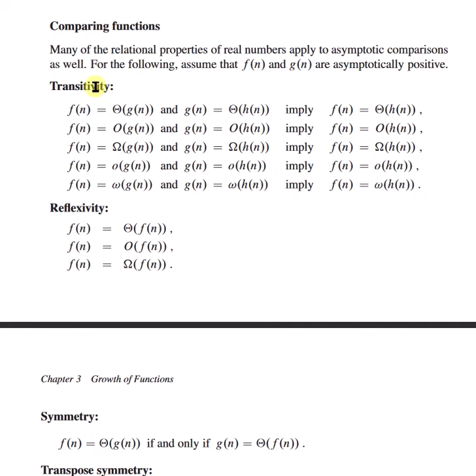Let's complete it. Comparing functions, many of the relational properties of real numbers apply to asymptotic comparisons as well. For the following, assume that f of n and g of n are asymptotically positive. Transitivity. f of n equal to theta of g of n and g of n equal to theta of h of n imply f of n equal to theta of h of n, okay. They're just trying to tell us that if 1 is less than 2 and 2 is less than 3, then 1 is less than 3.